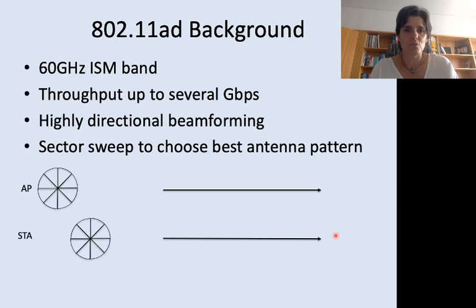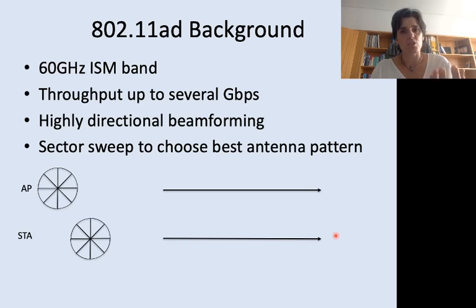First, some brief background on 802.11ad. It works on the 60 gigahertz ISM band, which is a very high frequency. The channels have very large bandwidths and can achieve throughputs of up to several gigabits per second. The high attenuation requires highly directional beamforming with smart antennas, so any two devices always need to find out the best configuration of the antennas on both sides to achieve good communication. That is done with a sector sweep protocol.